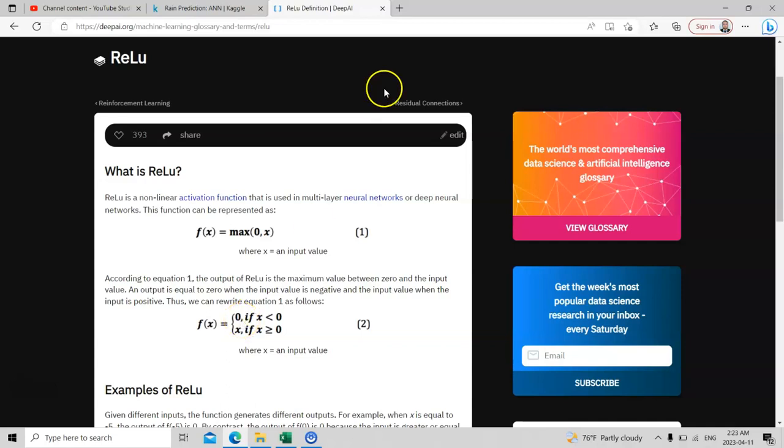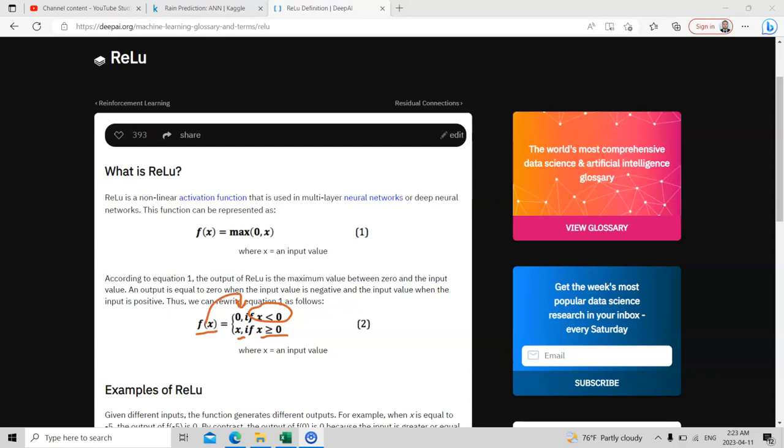If the value of x is less than 0, meaning a negative value, your function will automatically turn to 0. For example, if x is -5, then f of x will be 0. If x is even 0, f of x will be 0. If x is a positive value, then f of x will depend on the value of x. So this is the ReLU function.